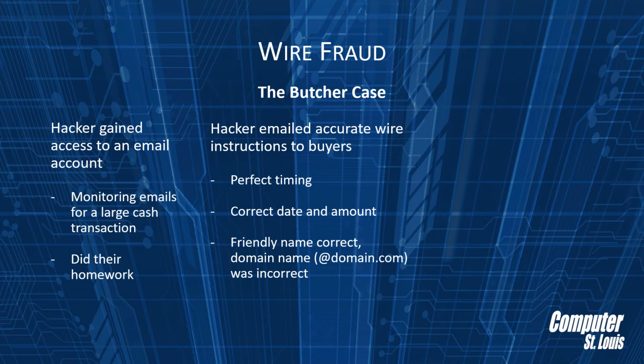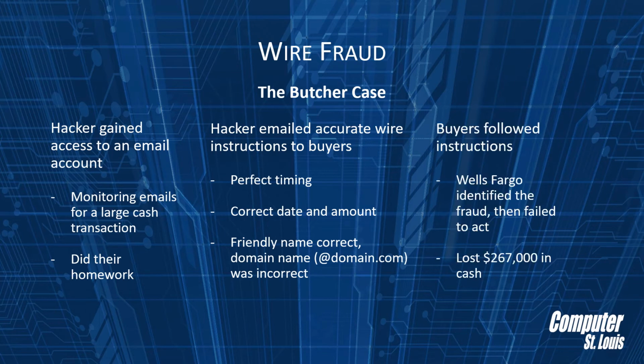The thing the Butchers could have watched out for was that the hacker changed the friendly name in the email going out, so it said it was from the title company person, but the domain name and the email address it was coming from were wrong. It was coming from their real estate agent's email account, not the title company's account. It just looked like it was coming from the title company person.